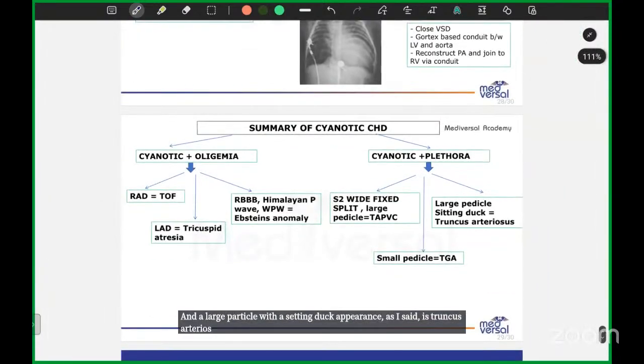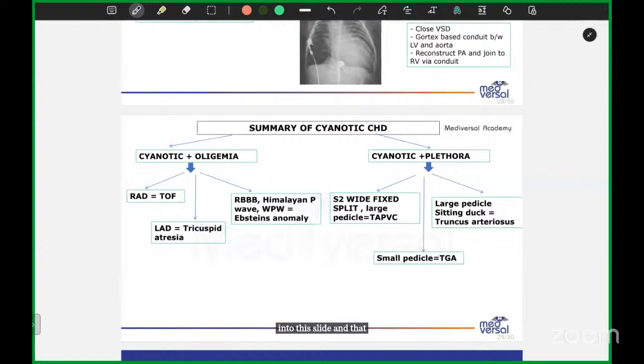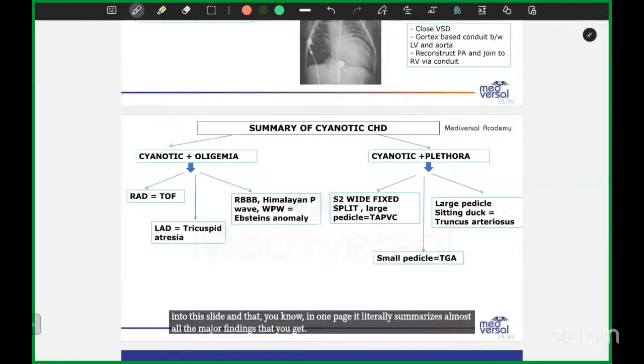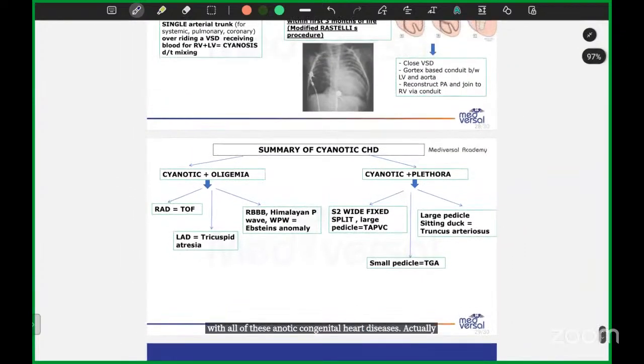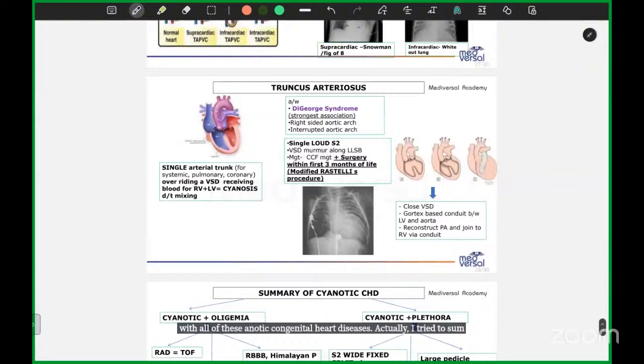So anytime you want to have a quick look at these slides, just look at the last slide, add on whatever points you can recall into this slide, and that, in one page, literally summarizes almost all the major findings that you get with all of these cyanotic congenital heart diseases. Actually, I tried to sum up everything in as little time as I could.